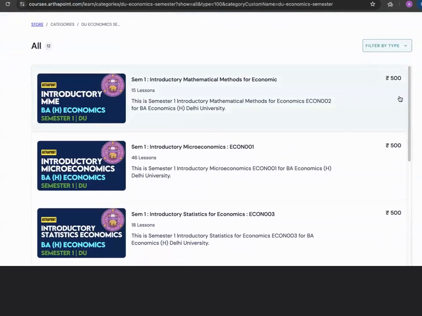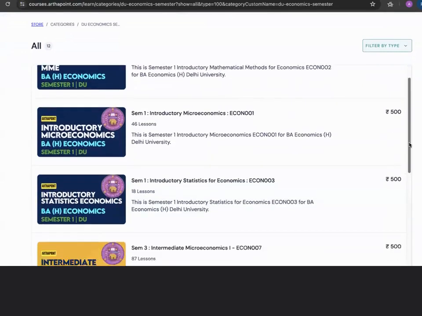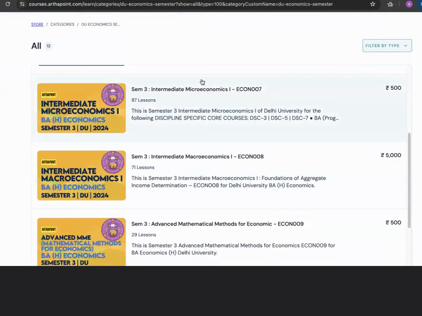A lot of these courses are an initiative of EarthaPoint, which means that we are not charging any fees, beta. This is only the portal fees. Here you have introductory mathematical methods for economics, introductory microeconomics, introductory statistics for economics. Then you have intermediate microeconomics, semester 3, intermediate microeconomics, macroeconomics.